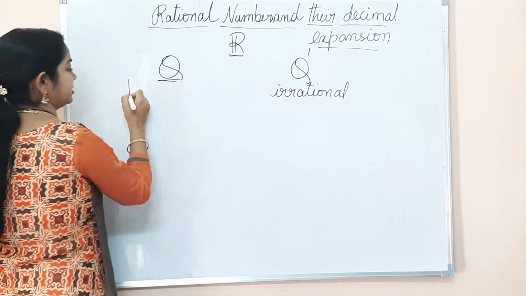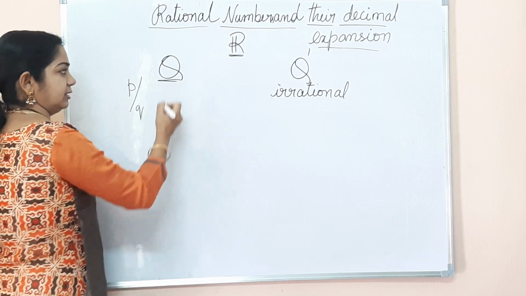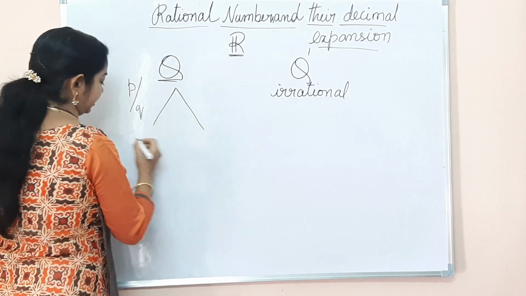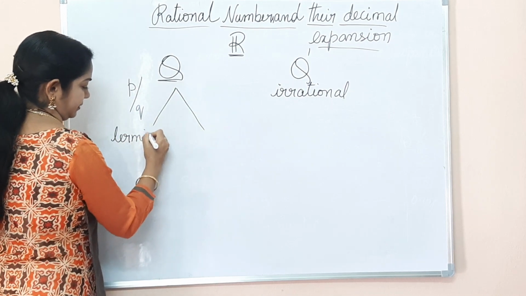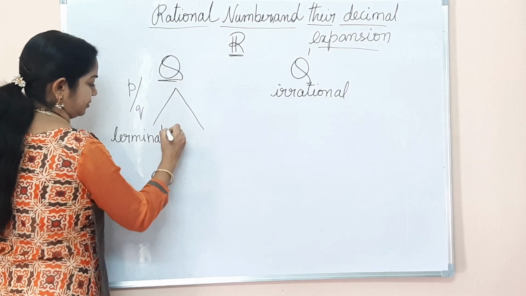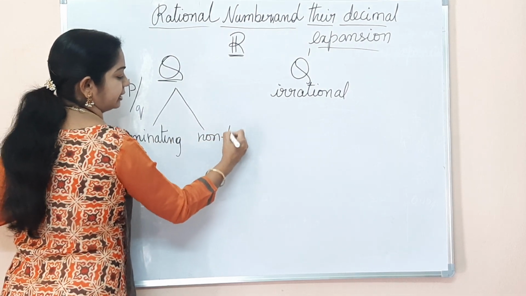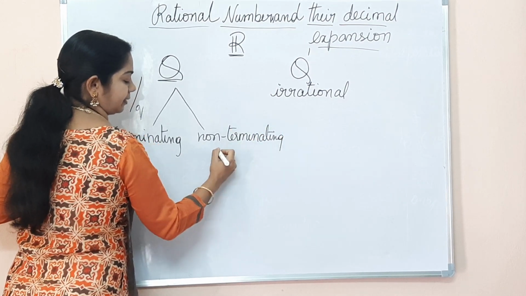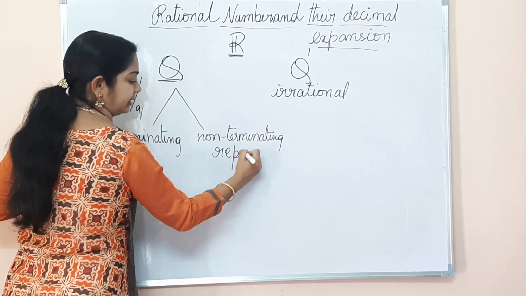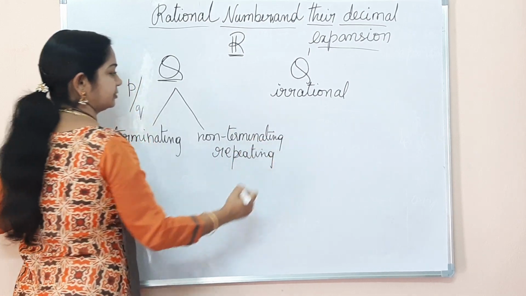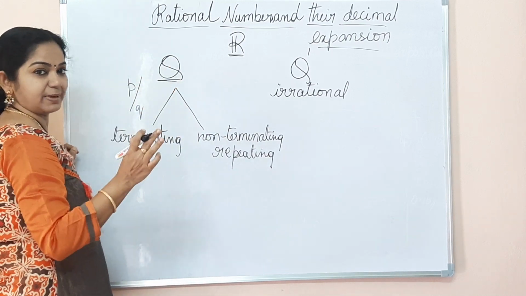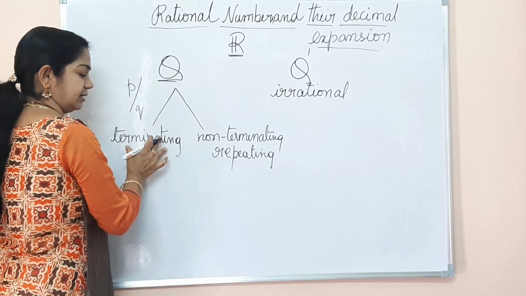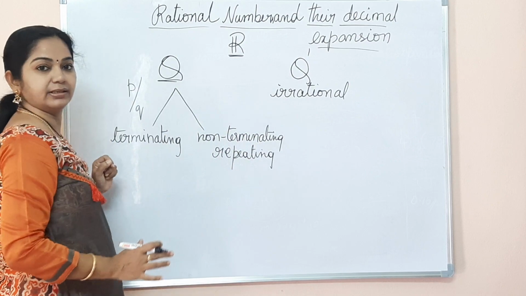If you see the rational numbers, which are represented in the form of p by q, the decimal expansion of the rational numbers can be either terminating or non-terminating repeating decimals. If you convert rational numbers into decimal form, the decimal expansions may be terminating or non-terminating repeating decimals.